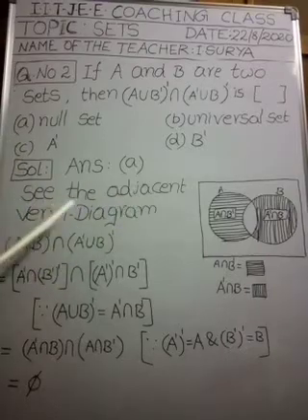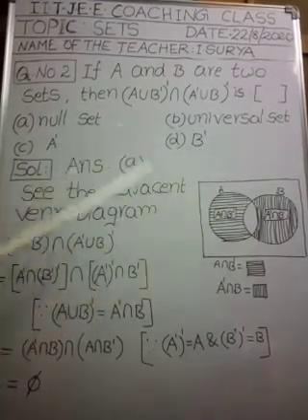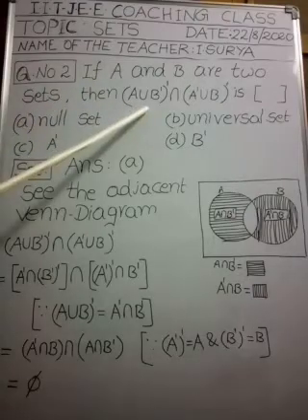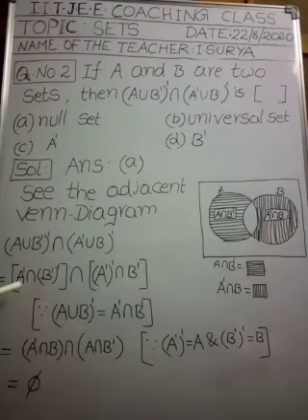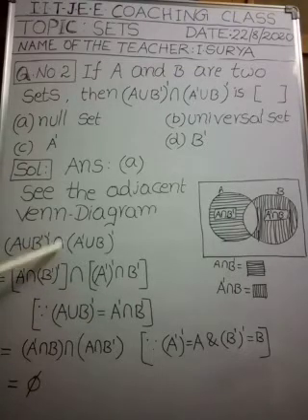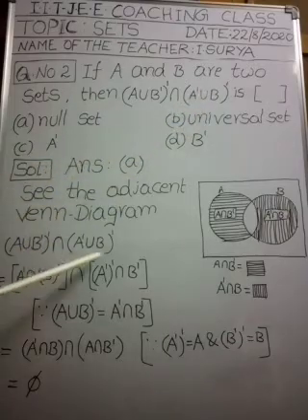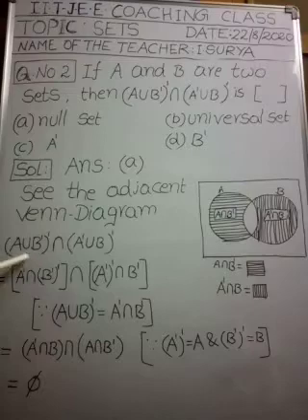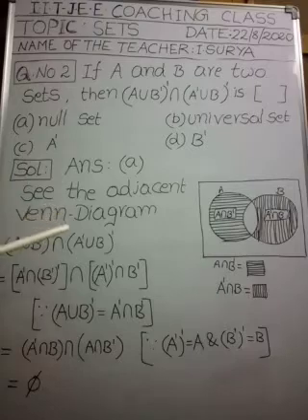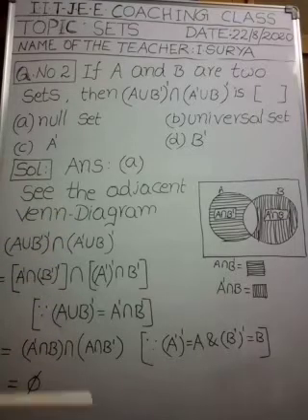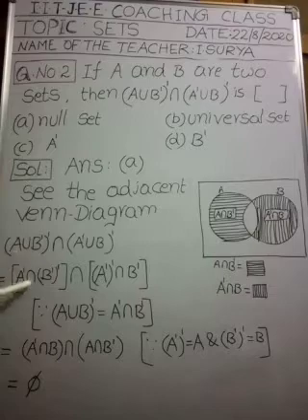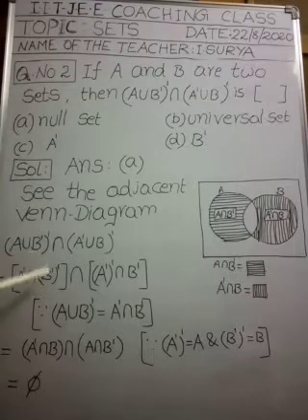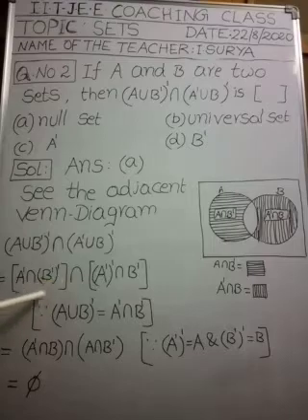See this adjacent figure, this Venn diagram. Before that, first let us take the given statement: (A union B) dash whole dash intersection (A dash union B) whole dash. This is the given statement. It is in the form of (A union B) whole dash. What is the formula? (A union B) whole dash is equal to A dash intersection B dash. So, A dash intersection, here B dash means B dash only, B dash whole dash. Understood this part, my children?